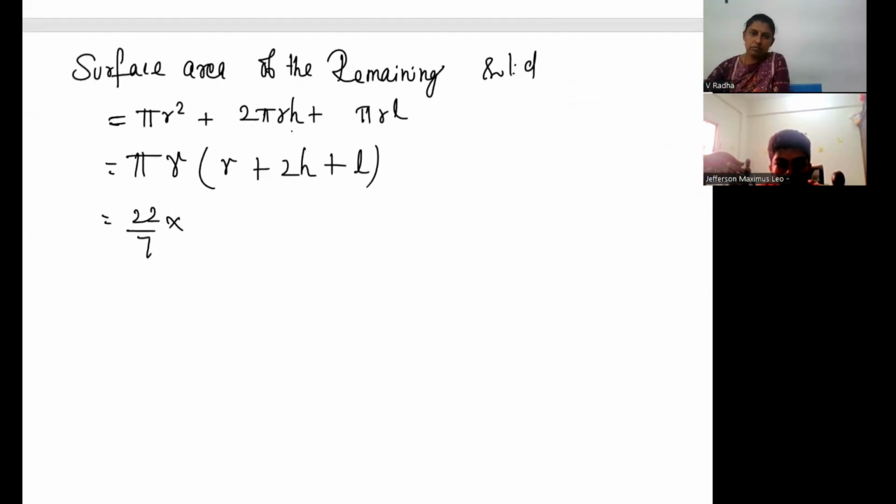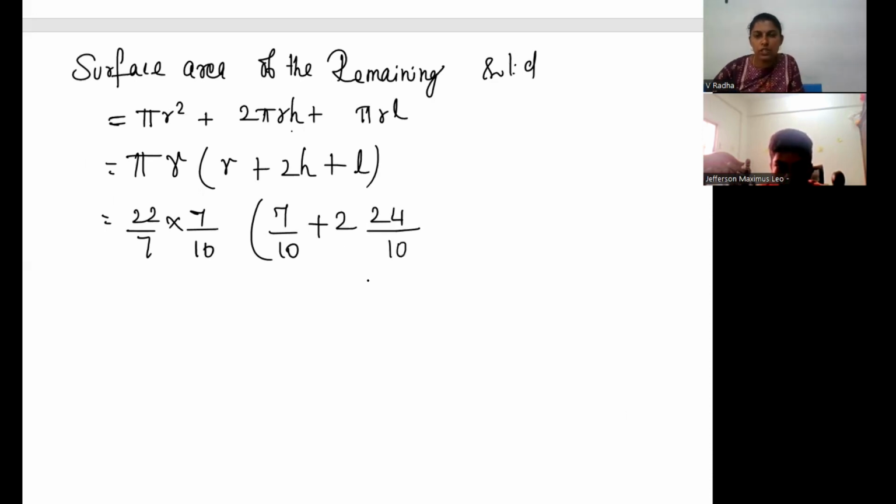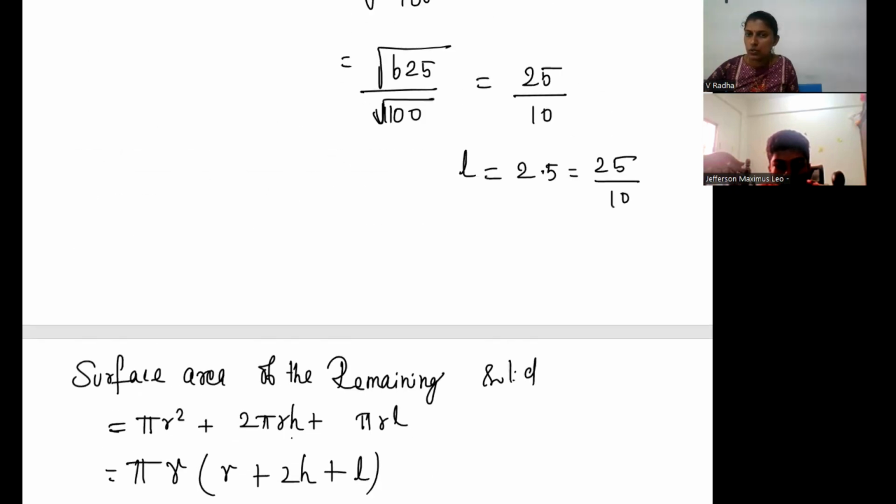This is 7 by 10. R is 7 by 10. So 2H is 24 by 10. That's 2.4, 24 by 10. Our L is calculated as what? It is 25 by 10.